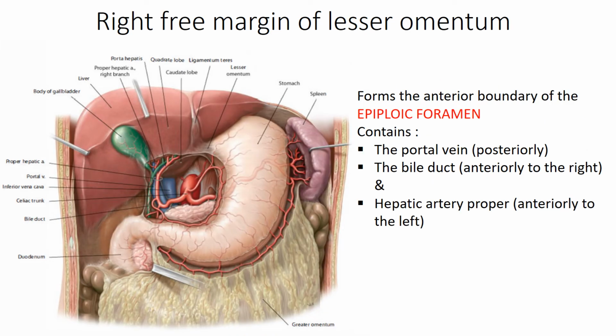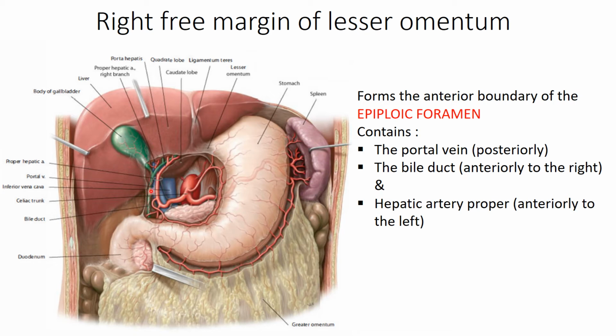Here the lesser omentum has been removed to show the boundaries of the epiploic foramen, and here we can see the thickened anterior boundary of this epiploic foramen. The epiploic foramen is also known as the foramen of Winslow or omental foramen, the aditus to the lesser sac.